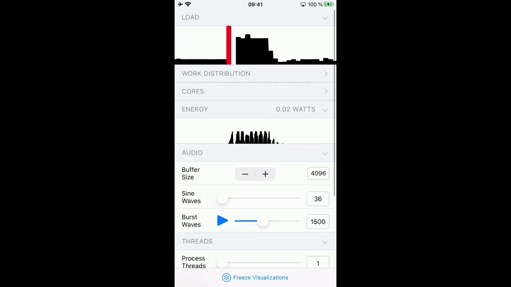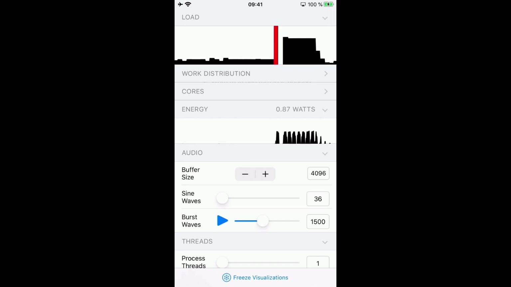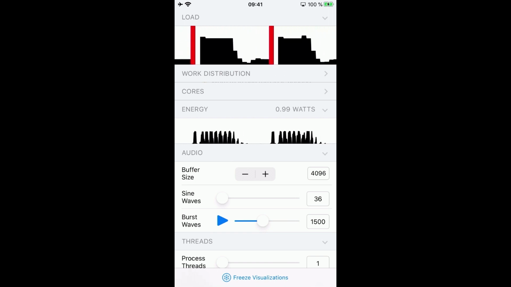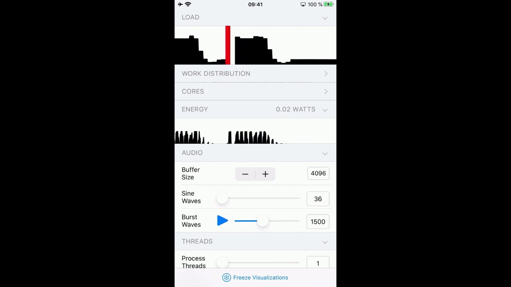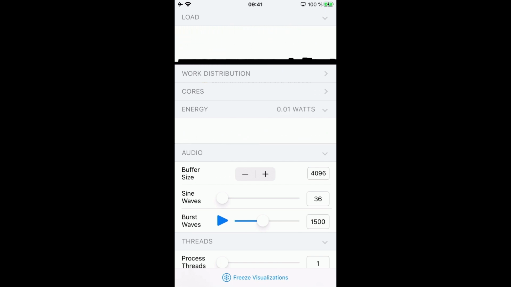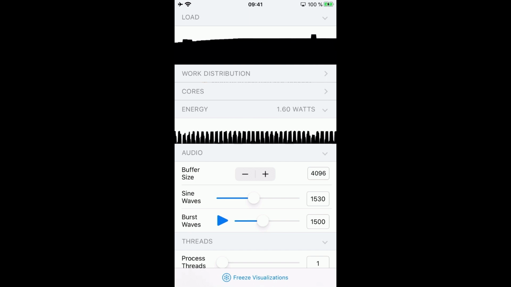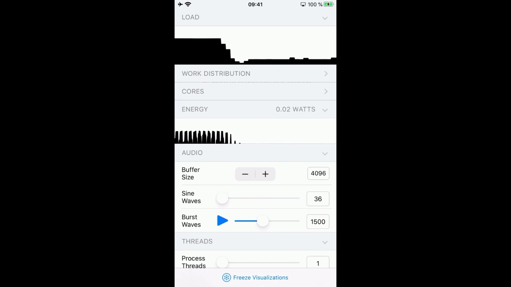So I'll turn it up. Okay, so big dropout. Interestingly, if I just gradually increase the number of sine waves, the system has no problem handling the load. The issue is with the sudden increase.